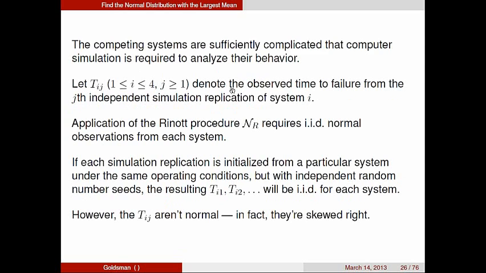Now, the problem is I can't use queuing theory here. The systems are too complicated. I'm going to let Tij denote the observed time to failure when I run my jth replication of system i. Tij is absolutely not normal. It's some skewed distribution, because these failure times are never normal. However, since I'm running independent simulations, at least they're independent, identically distributed, but they're not normal. In fact, they're highly skewed to the right, like these times to failure always are.